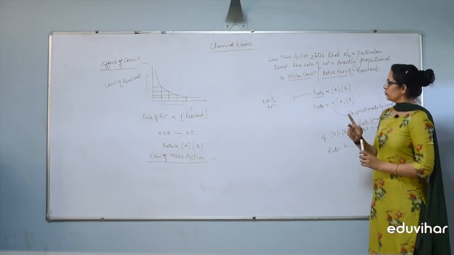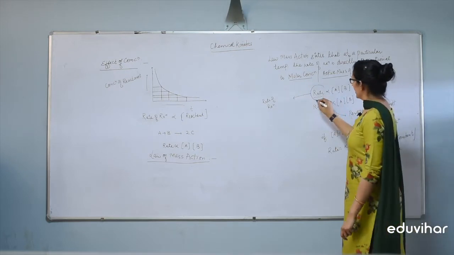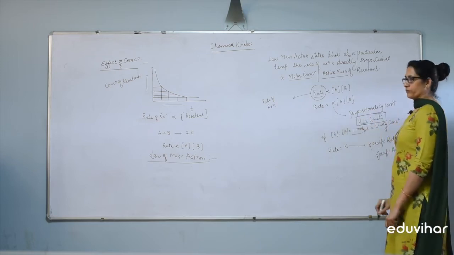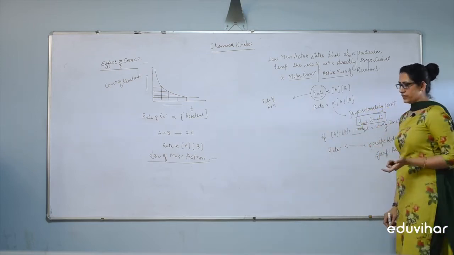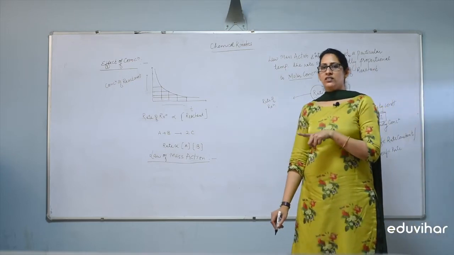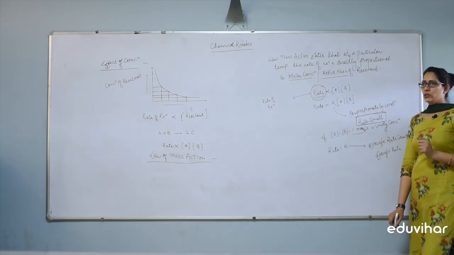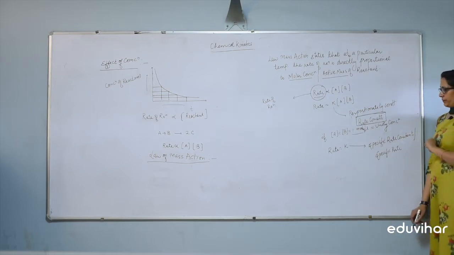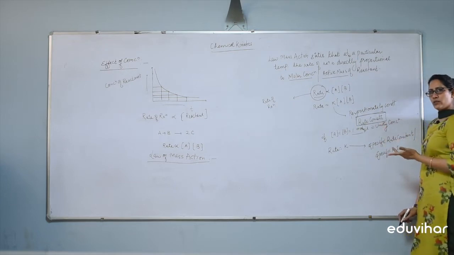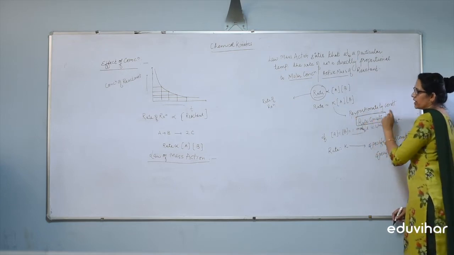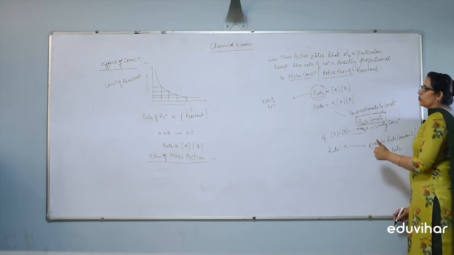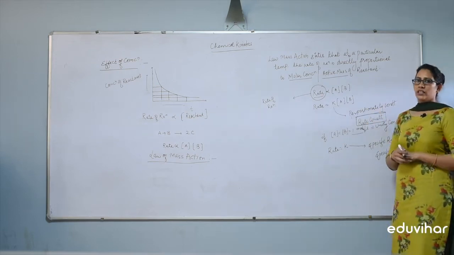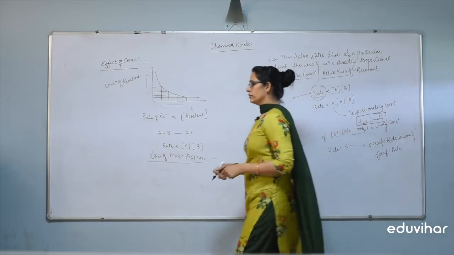There are two terms we are studying. First is rate, and second is rate constant. Rate, you know very well, is defined as the change in concentration of reactant with respect to time, or the change in concentration of product with respect to time. Then rate constant, what is rate constant? Rate constant is a proportionality constant in the rate law of mass action.